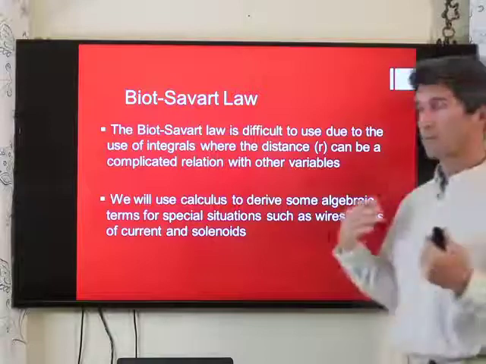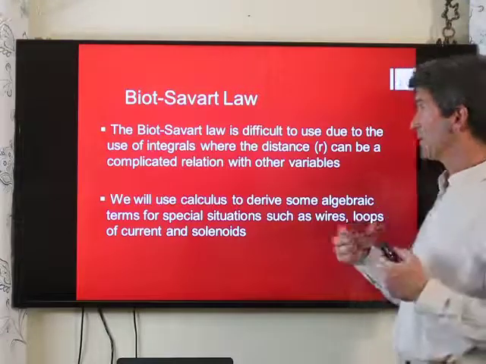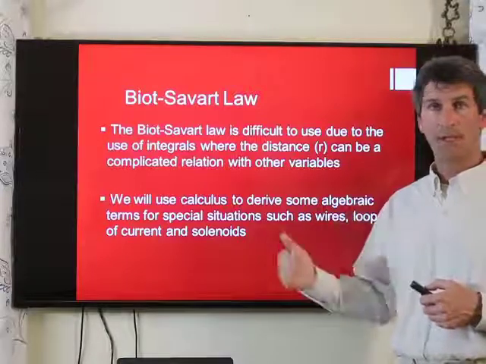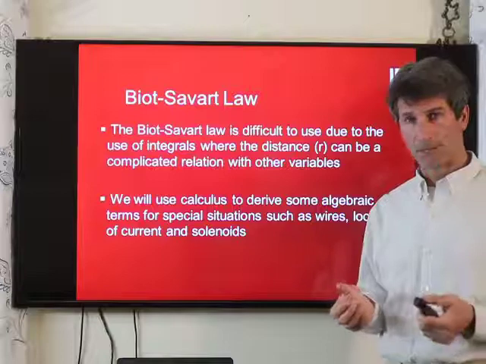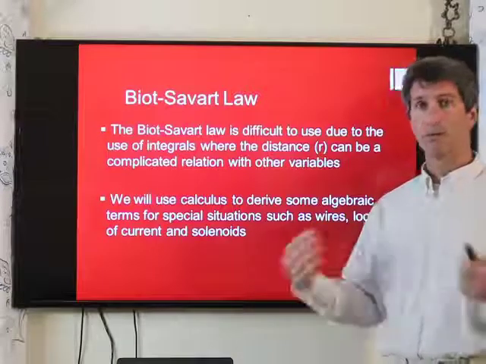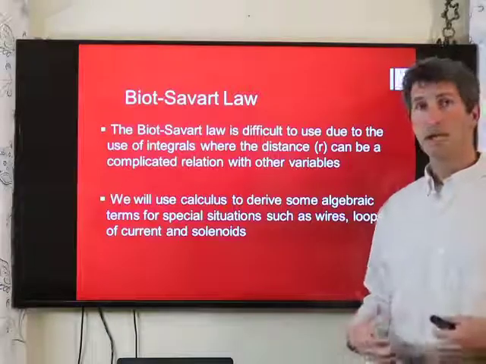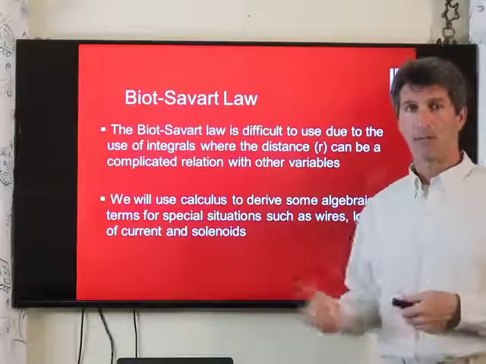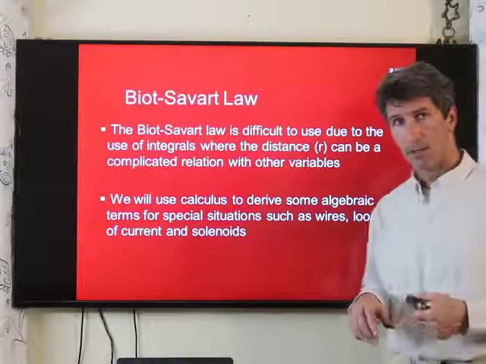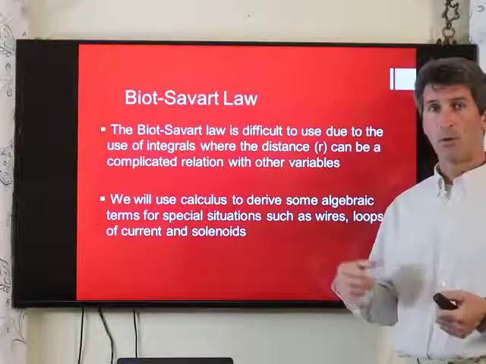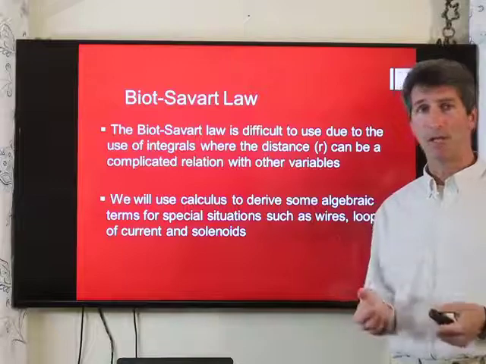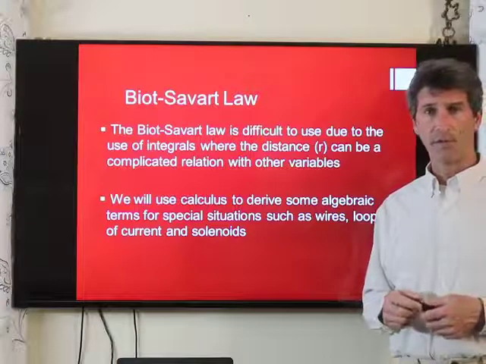So again, for this course, we are going to use this law to derive some simpler cases. You know, a lot of times in physics, we'll introduce something in its most general form using calculus, and then we'll use the calculus to come up with an easier algebraic expression to solve. And that's certainly what we're going to do here. We're going to look at this law for a single wire. We'll do the same for a loop. You can do the same for a solenoid and get an expression for the magnetic field.